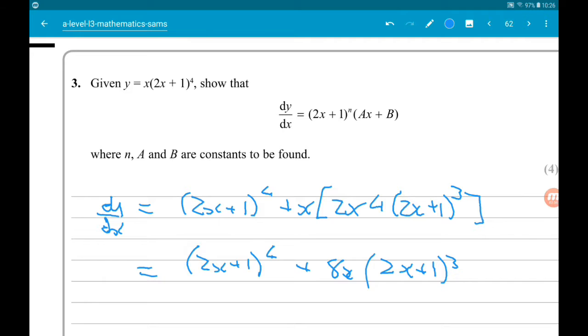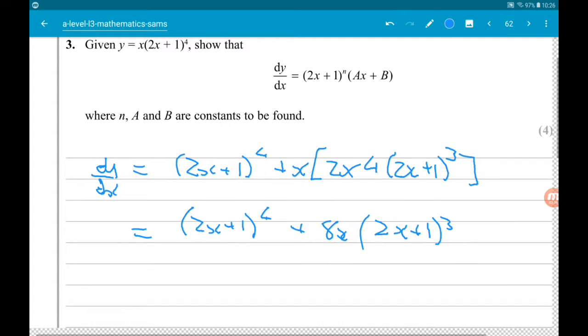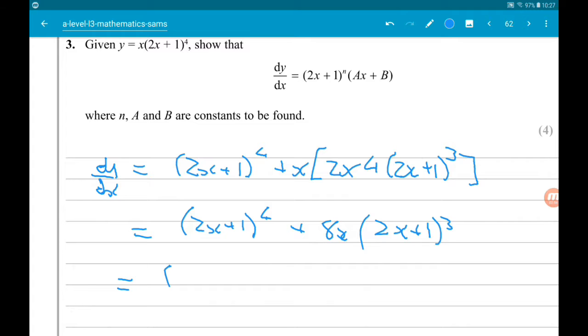Okay, so here then there is a common factor of 2x add 1 cubed. So if we factor that out, then we have 2x add 1 cubed times 1 lot of 2x add 1 add 8x.